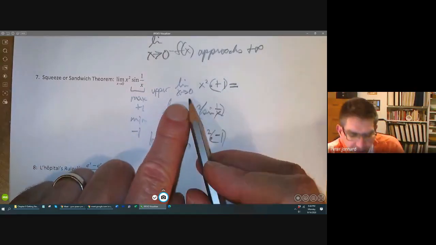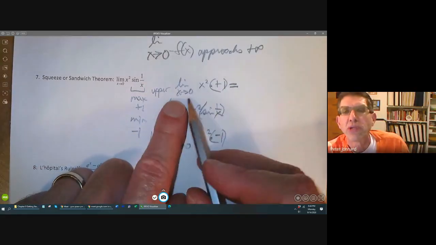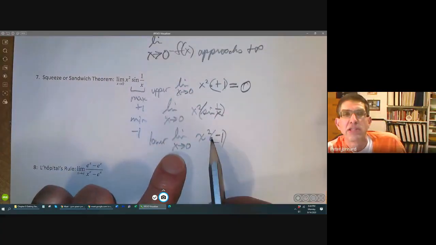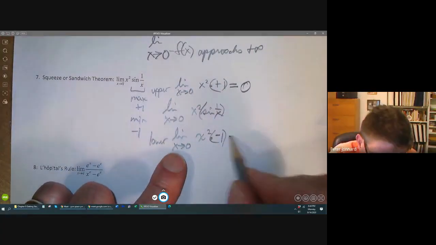What's nice about this is I can evaluate this limit by simple substitution. Just put a 0 in there. 0 squared is 0. And this one I can evaluate by simple substitution. Put a 0 in there, and indeed you end up with another 0.